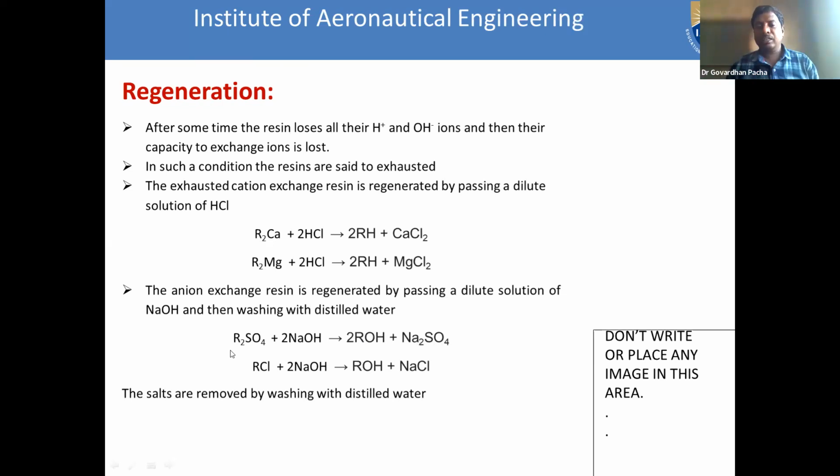Or we consider an anion exchange resin filled with chloride hardness. That means RCl reacts with sodium hydroxide to give the product ROH, and the byproduct is NaCl. So we observed that RCl reacts with NaOH to give the refreshed resin ROH plus NaCl.